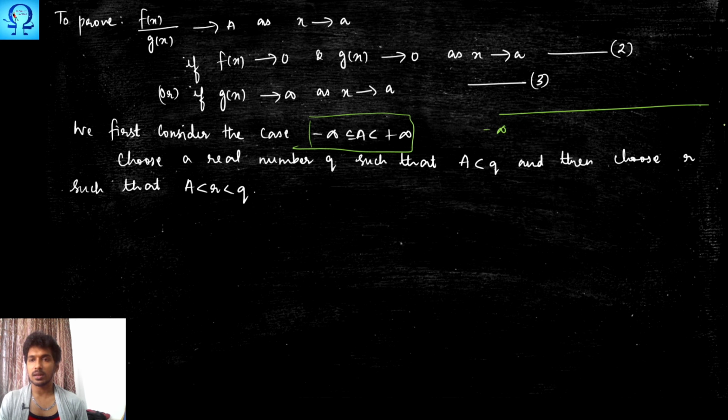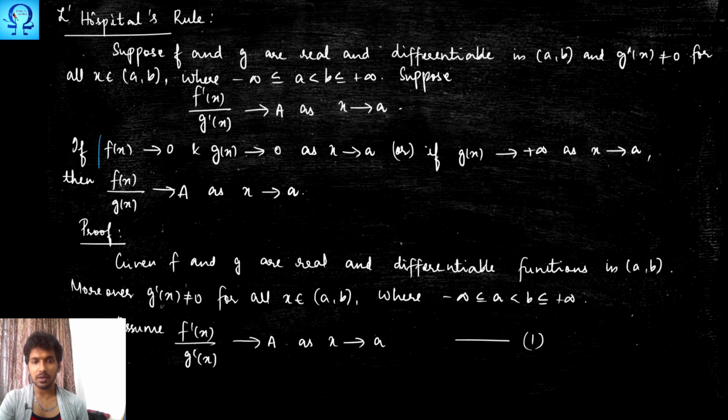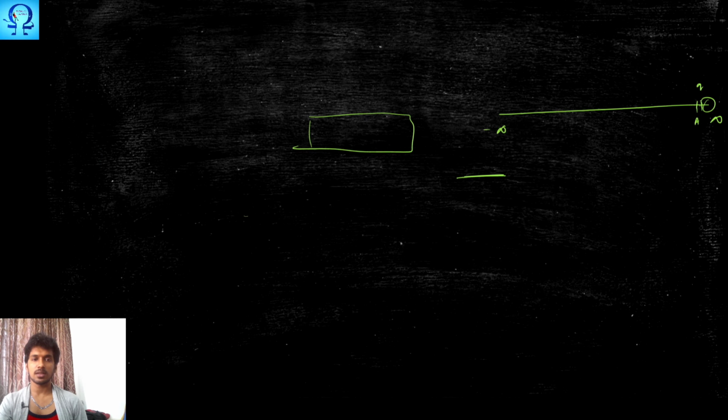Let us consider this as a real line. Only this point cannot be chosen. You can choose anywhere else your A. Even if you choose your A here or here, you can always find some quantity between A and infinity. That is what we take as q. Your q somewhere lies here, and then we choose some r that lies between A and q. What is the assumption that we made? In equation 1, f prime of x upon g prime of x goes to A as x approaches a.